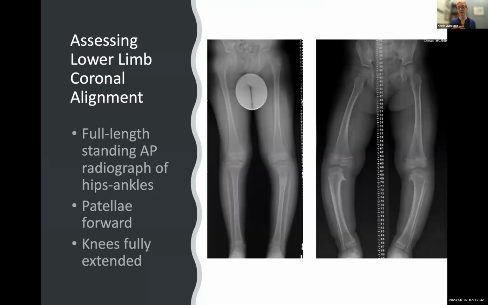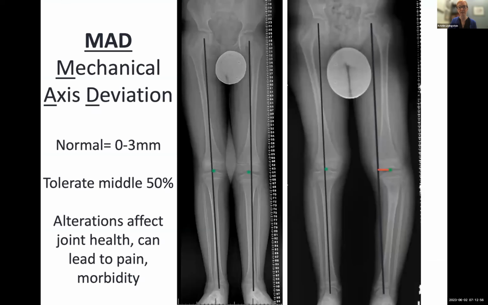And so the way, first of all, that we assess lower limb coronal alignment is, in addition to the physical exam and looking at the patient, we're also going to be looking at full-length standing AP radiographs from the hips to the ankles. And again, it's very important to get the patellae forward and the knees fully extended so you can get an accurate view. And these are a couple examples of a limited bone survey, which is the way that we assess them radiographically.